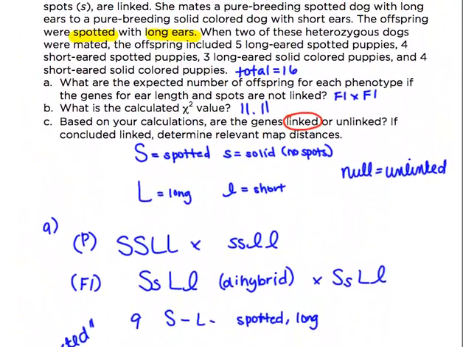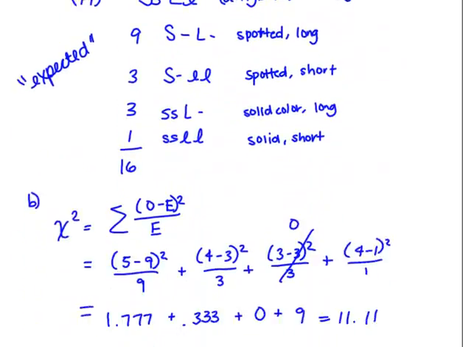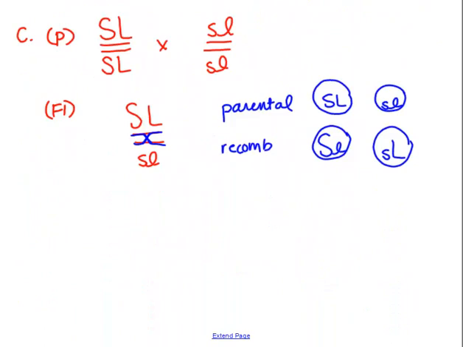So now they're asking, we need to calculate relevant map distances. So to do that, map distance, again, remember, is percent recombinance in just a different unit. And that equals the number of recombinant offspring over the total number of offspring. Now remember, we said the total number of offspring were 16 puppies. But which one would be recombinant? Recombinant phenotypes would be having spots with short ears, because that was not a parental, and having a solid color body with long ears.